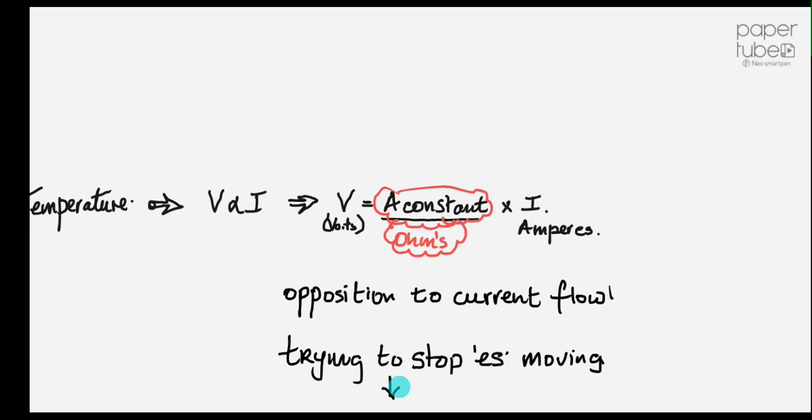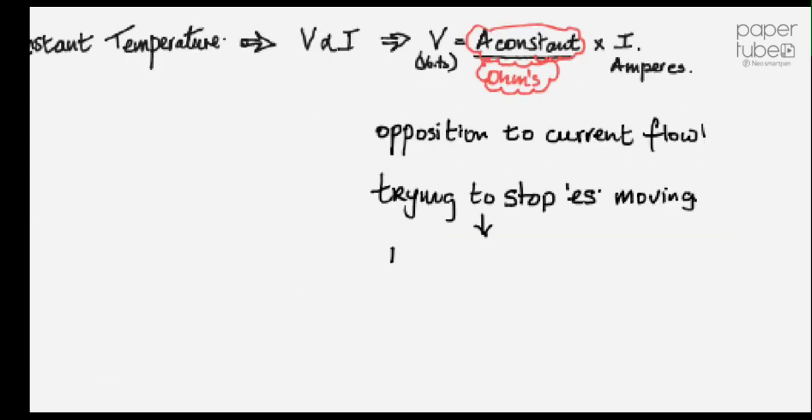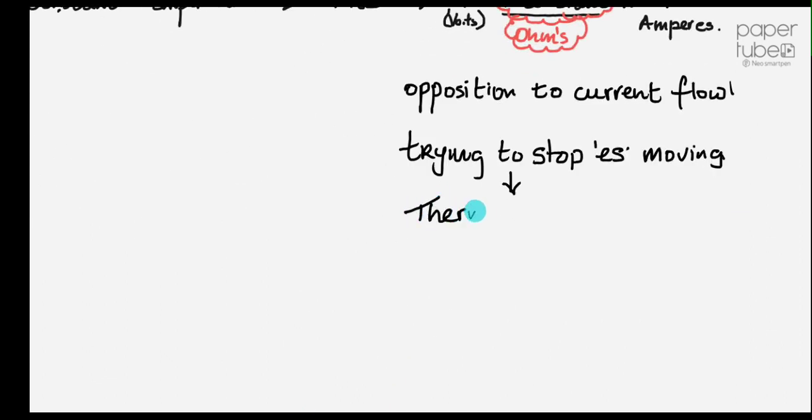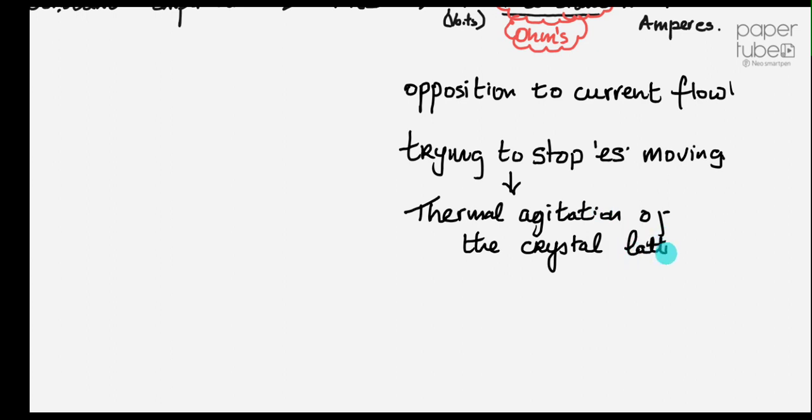Anything above minus 273, which is rather chilly, I suppose. Outer space is about 2 Kelvin. Anything above minus 273, the atoms move. And the fancy name for this is thermal agitation. And this thermal agitation, now the way the atoms are arranged is called the crystal lattice. So it's a thermal agitation of the crystal lattice that tries to stop the electrons moving.